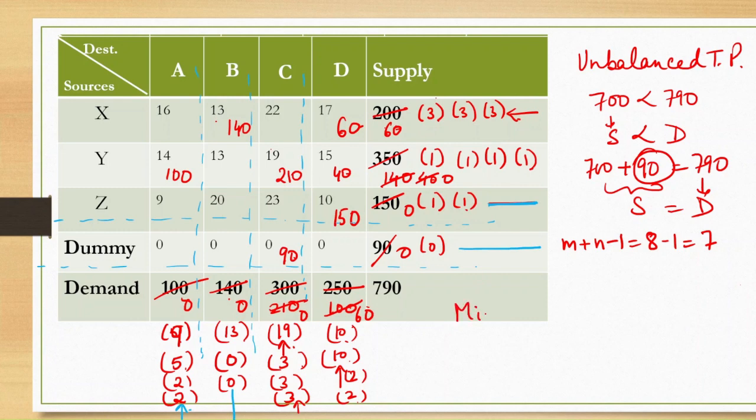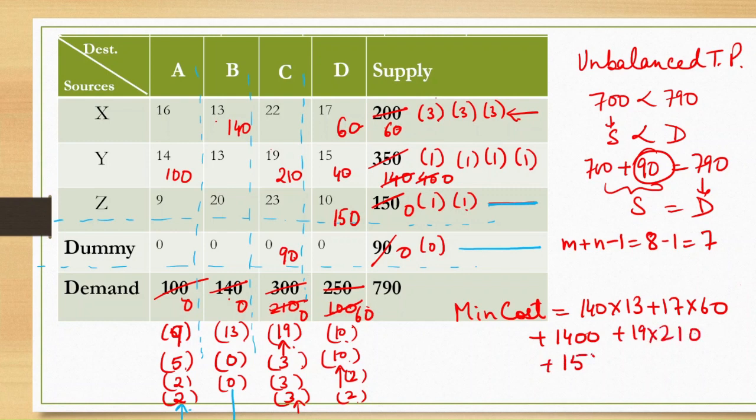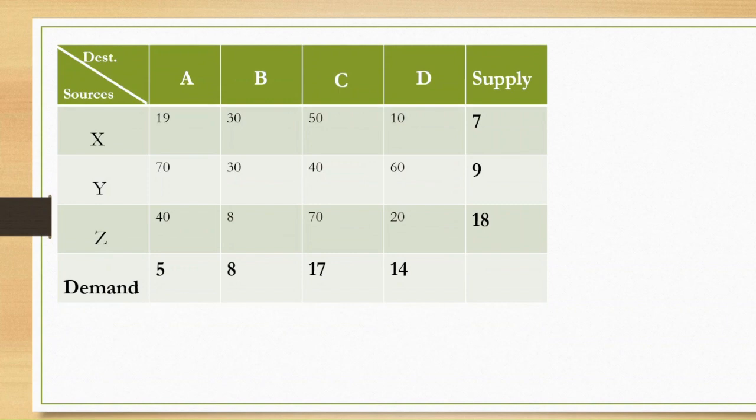Now the minimum cost, you will be just multiplying the cost per unit with the number of units, and you can calculate its answer, and it's very easy to find out. So this is how we can find. Last would be 0 into 90, so that's just 0. So you can calculate this, and this is how we can achieve the minimum cost using the VAM method for the unbalanced transportation problems. So let us consider another example.